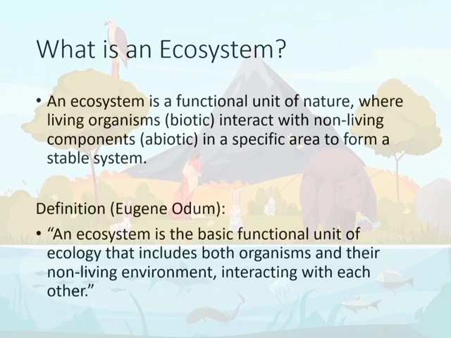What is an ecosystem? An ecosystem is a functional unit of nature where living organisms, also called biotic components, interact with non-living or abiotic components in a specific area. According to ecologist Eugene Odum, an ecosystem is the basic functional unit of ecology that includes both organisms and their non-living environment, interacting with one another.